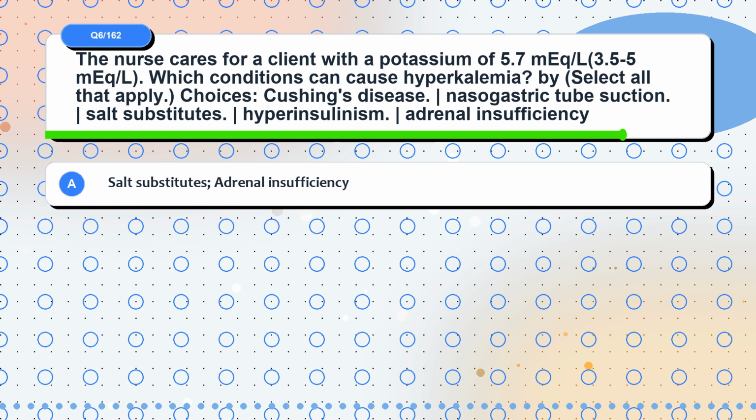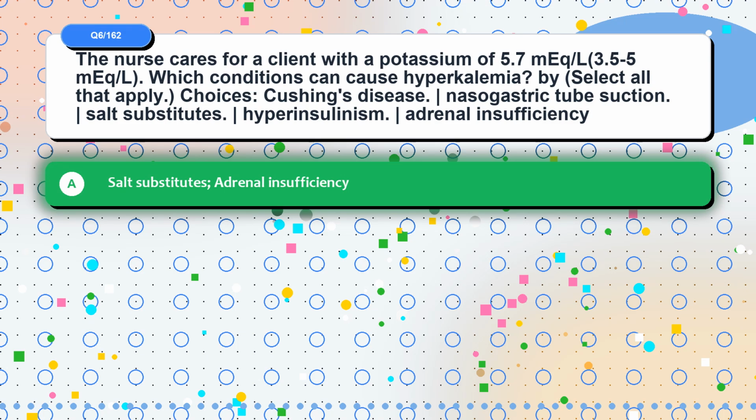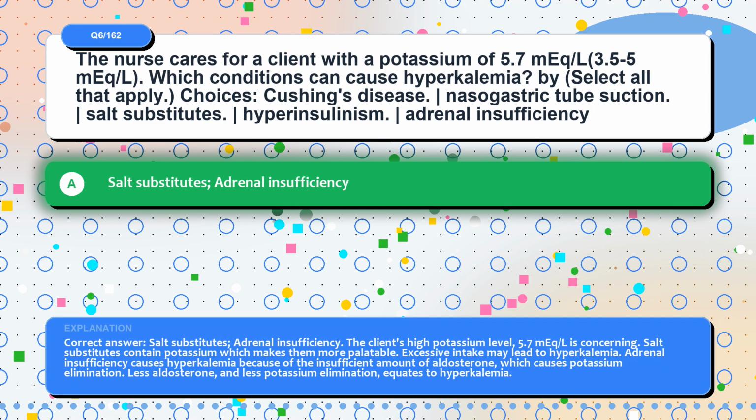Here are the options. Option A: salt substitutes, adrenal insufficiency. The correct answer is option A: salt substitutes, adrenal insufficiency.